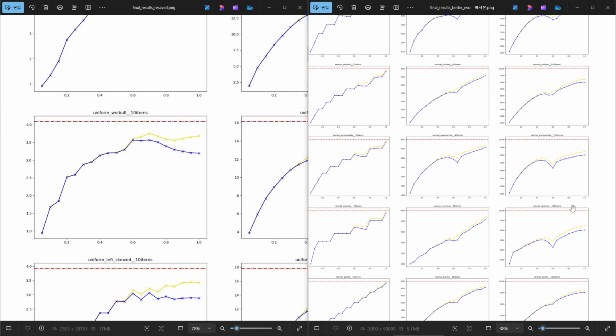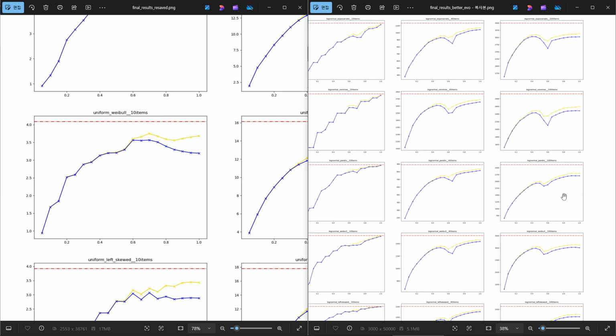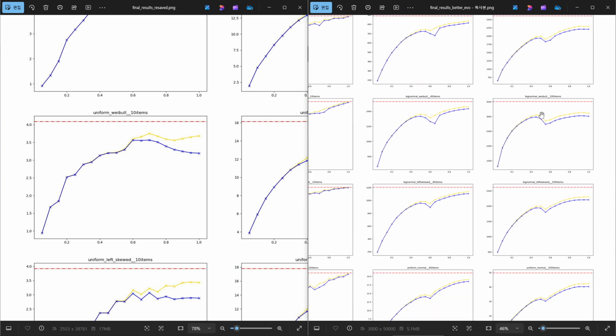When the utility values are sampled from a distribution that behaves like a normal distribution, or that can act like a normal distribution, these dimples don't seem to happen.